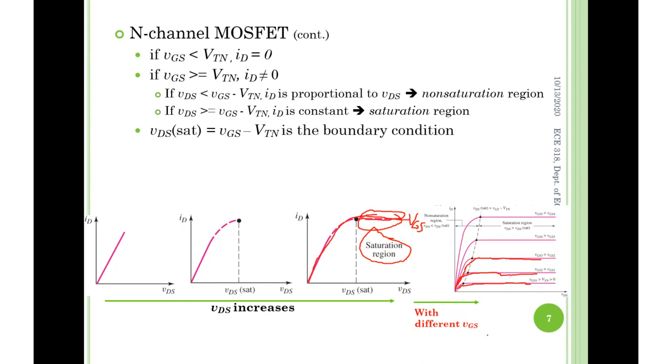You can also say the first curve, the lowest curve, corresponds to VGS1, which is just beyond the threshold voltage VTN. The second curve corresponds to VGS2, which is greater than VGS1. Makes sense. You increase VGS, then your current and your IV curve shift up. The third one is VGS3. The fourth one, VGS4. And so on.